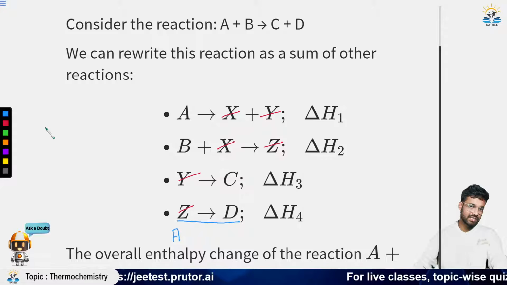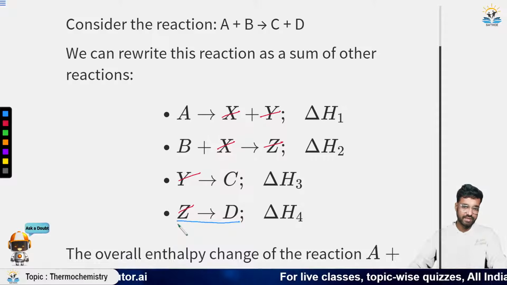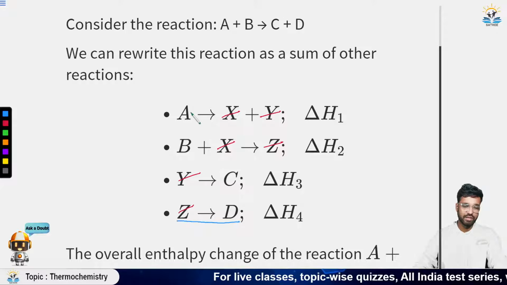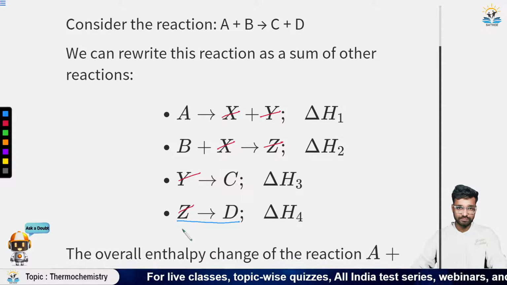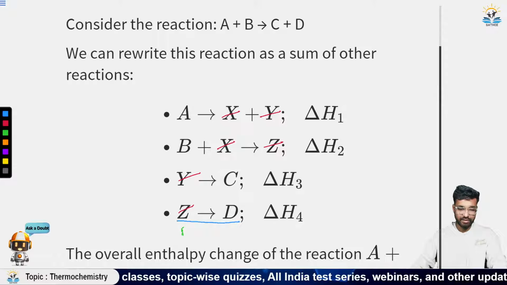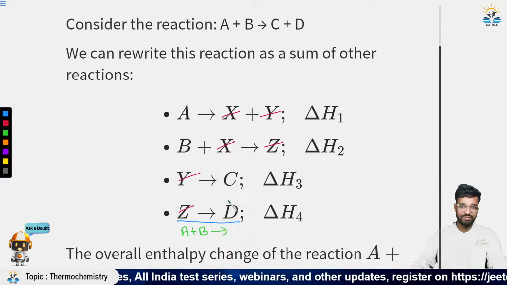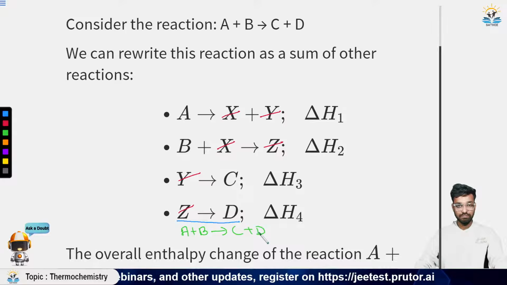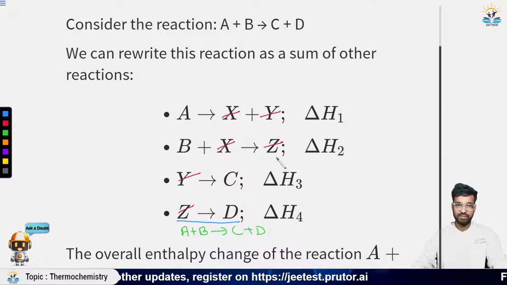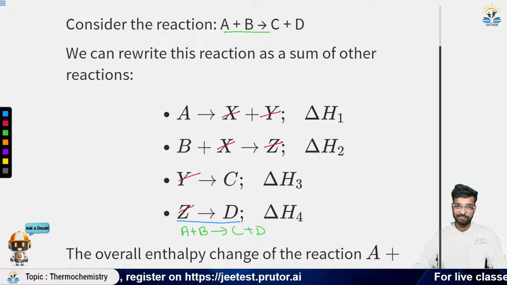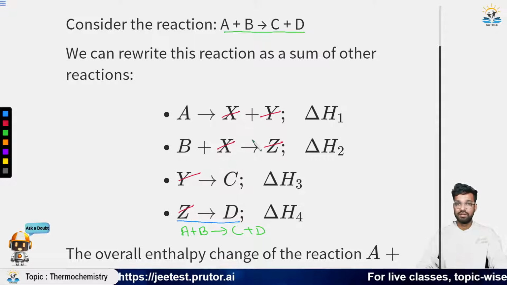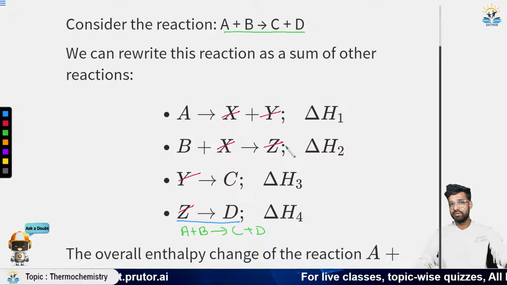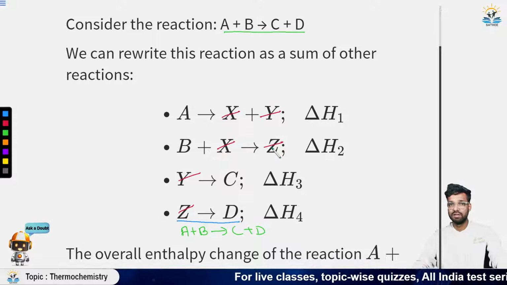And what is the reaction that we will get? As A and B are on the left side, A plus B, and the reaction we will finally get is C plus D. So this is our desired equation as well. You can see here that we are simply using the algebraic sum and finding the delta H.